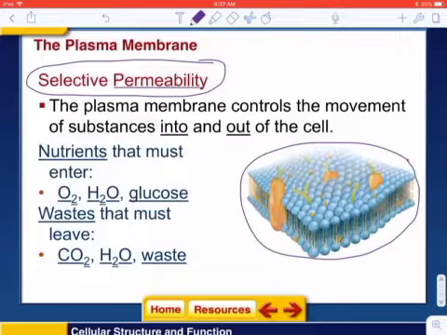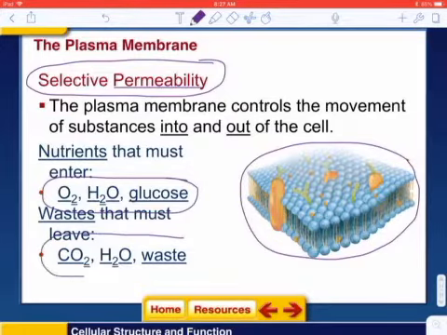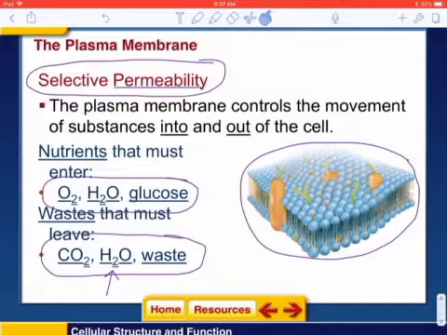So for instance, the cell membrane is really responsible for identifying and allowing important nutrients like oxygen, water, and glucose to pass into the cell, while at the same time it's just as important for it to be able to remove wastes like carbon dioxide. And yes, in some cases we do need to get rid of excess water. Too much water inside our cells can be really bad for us.